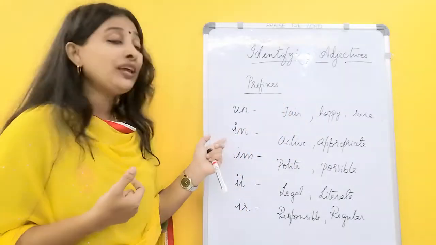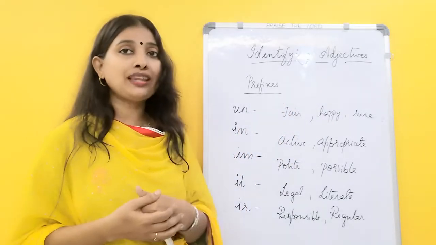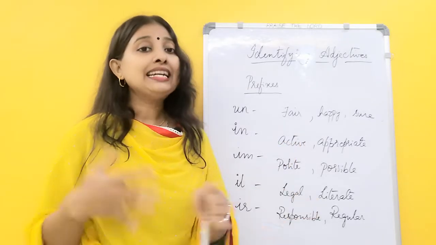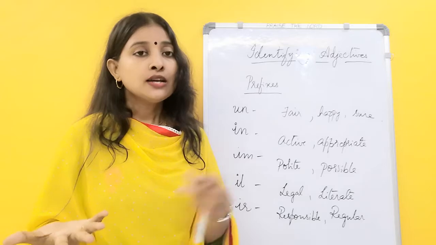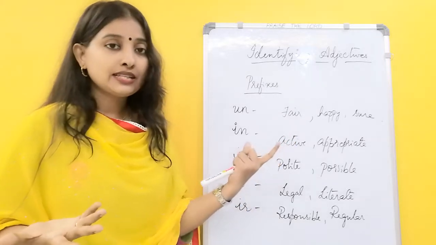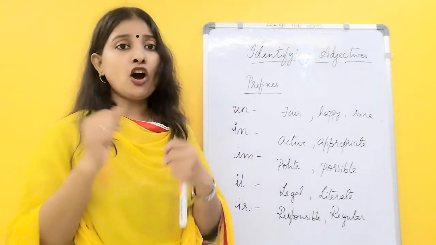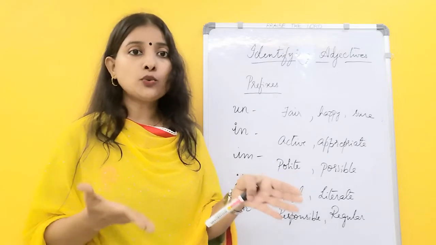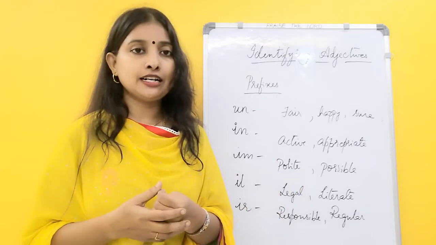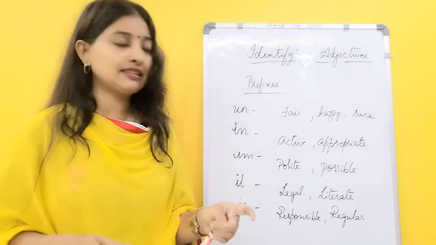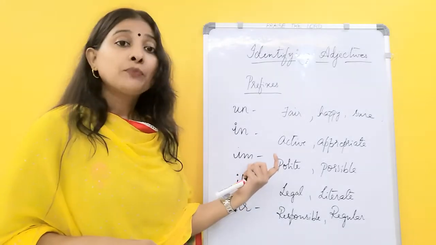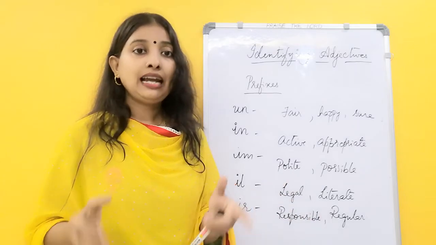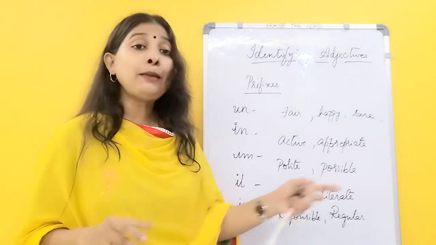Similarly, prefix with in. You can think of words with in, like active, inactive, appropriate, inappropriate. So these are all adjectives. Inappropriate talk. This is not what you are supposed to talk about here. Inappropriate, this is not correct. Similarly, if I say polite, it is positive. Impolite.